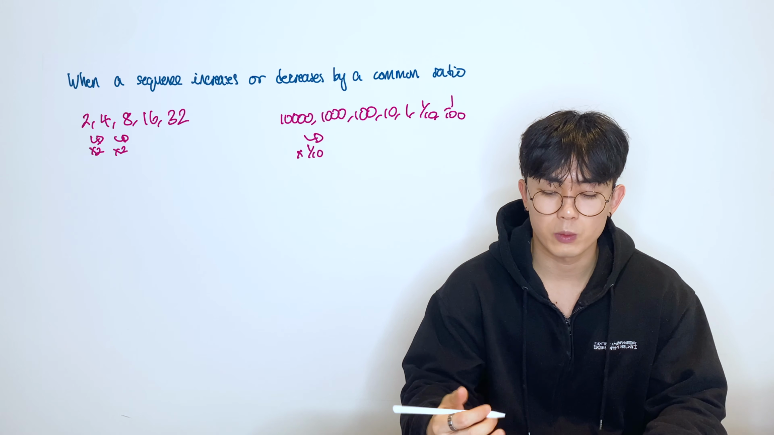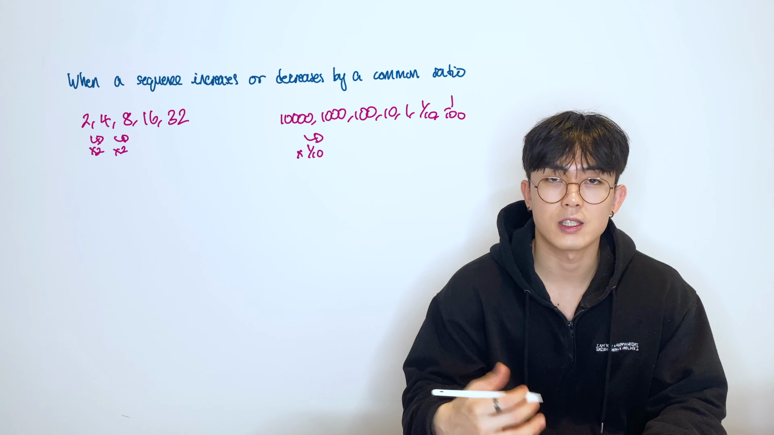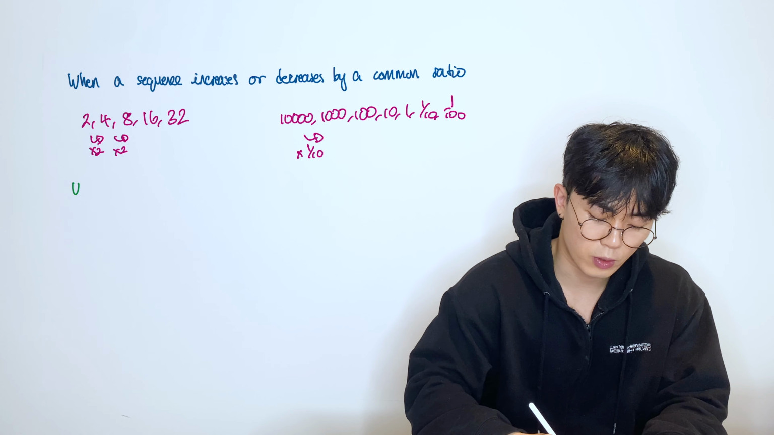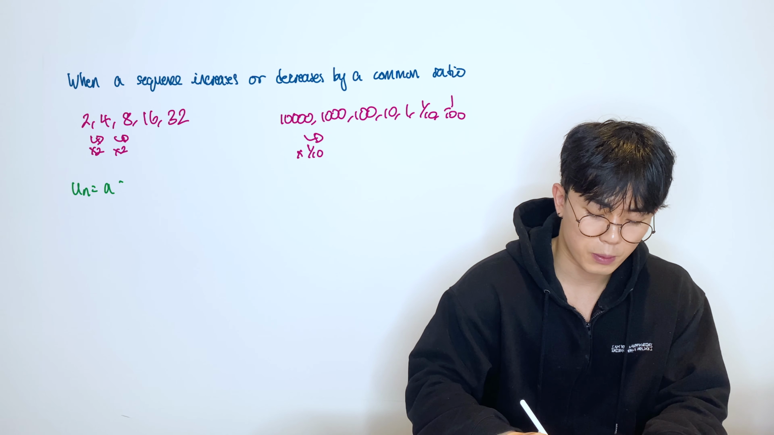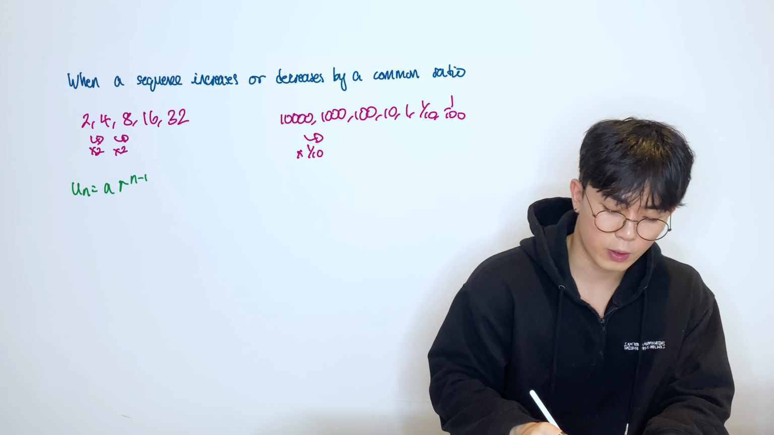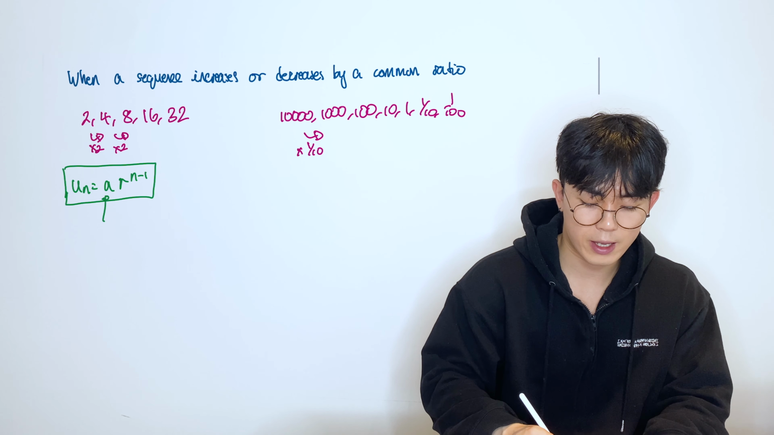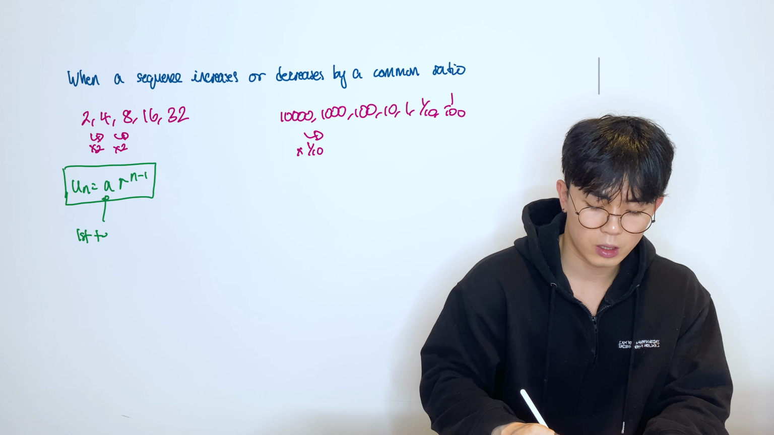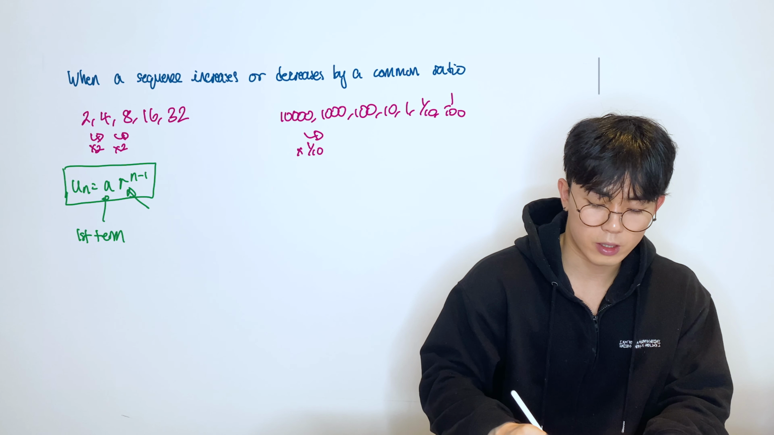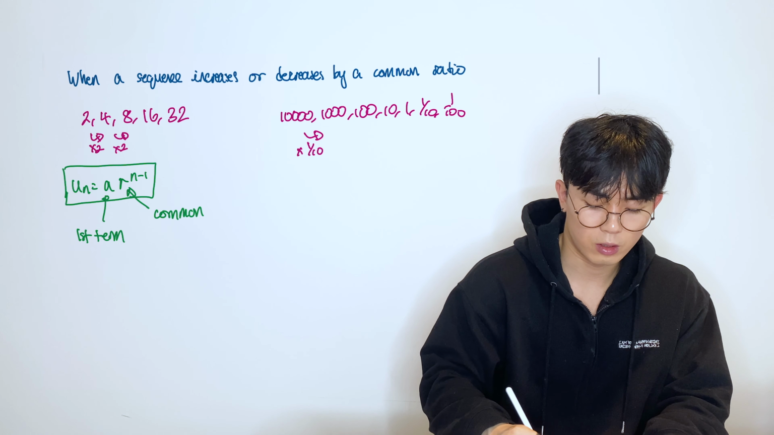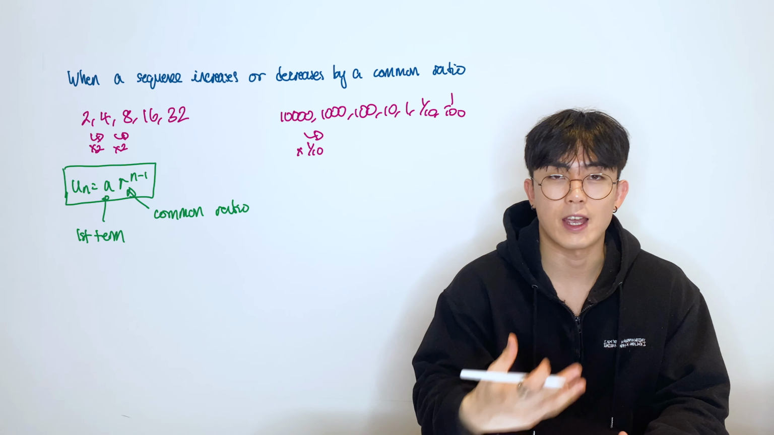And from here, we need to know the end term equation. So we have un is equal to a times r to the power of n minus 1. Once again, like the arithmetic series, a represents the first term, r represents the common ratio, and n is just the end term.